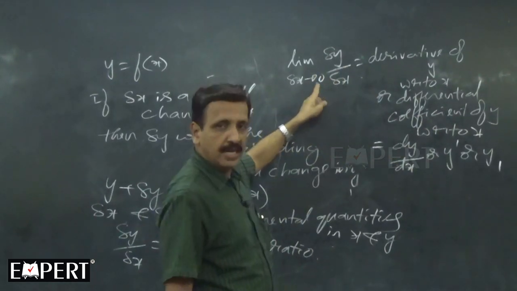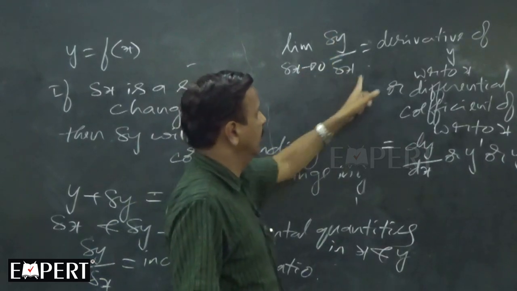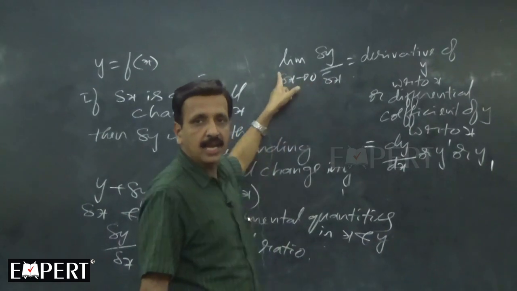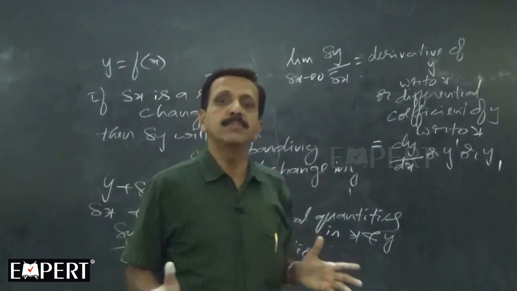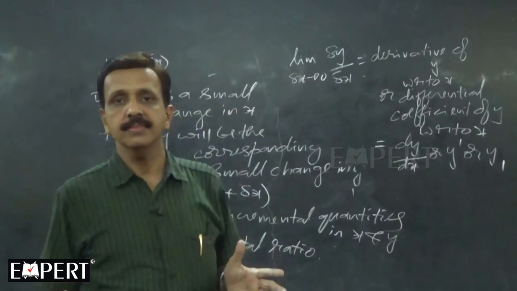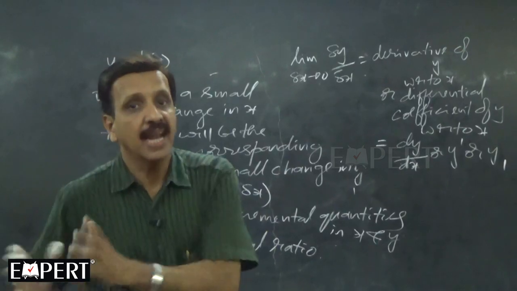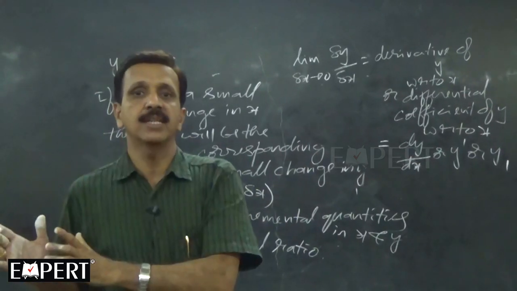See, by looking at this, what idea you must get is delta y by delta x is an expression, and for that expression you are taking the limit as delta x tends to 0. You have worked out plenty of problems in limits, and at the end you will get some answer. That answer is the derivative of y with respect to x or differential coefficient of y with respect to x.